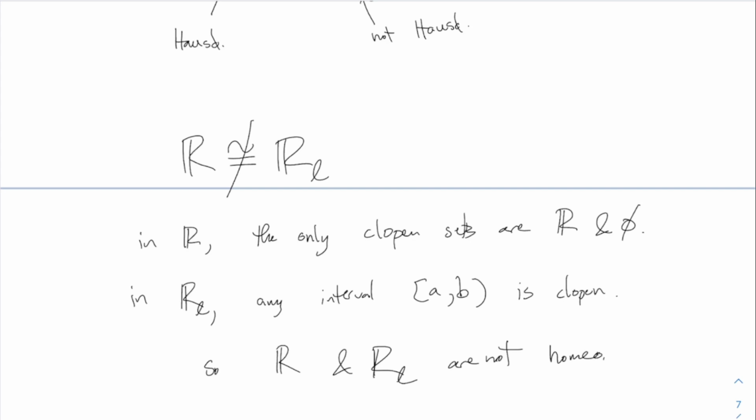You just have to think of some specific property that's different. And then that means as long as your property is about open sets and closed sets or whatever, they cannot be homeomorphic. All right, that'll do.